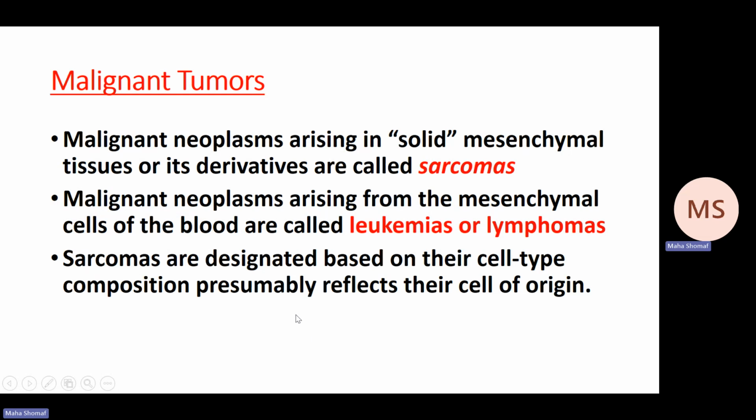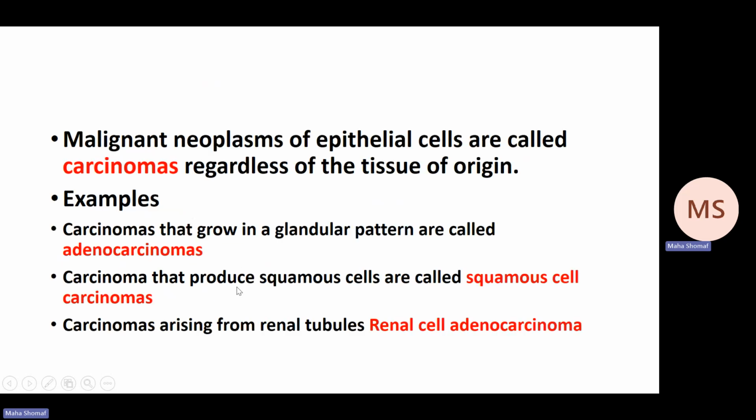Sarcomas are designated based on their cell type or cell of origin, and they reflect the origin of the cells. For example, liposarcoma is a malignant tumor arising from adipose tissue. Chondrosarcoma is a malignant tumor arising from cartilaginous tissue. Fibrosarcoma is a malignant tumor arising from fibrous tissue, and so on.